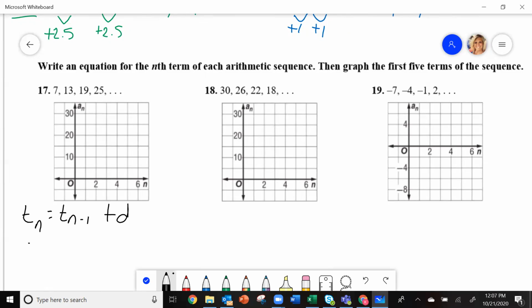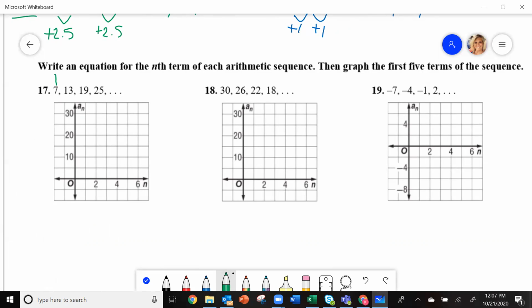So my equation is going to equal, first off, what number are we starting with? That's what this means. We are starting with 7, right? And what is our difference? Okay, let's do it a different way. Let me go through and do it a different way. Let's graph it first.